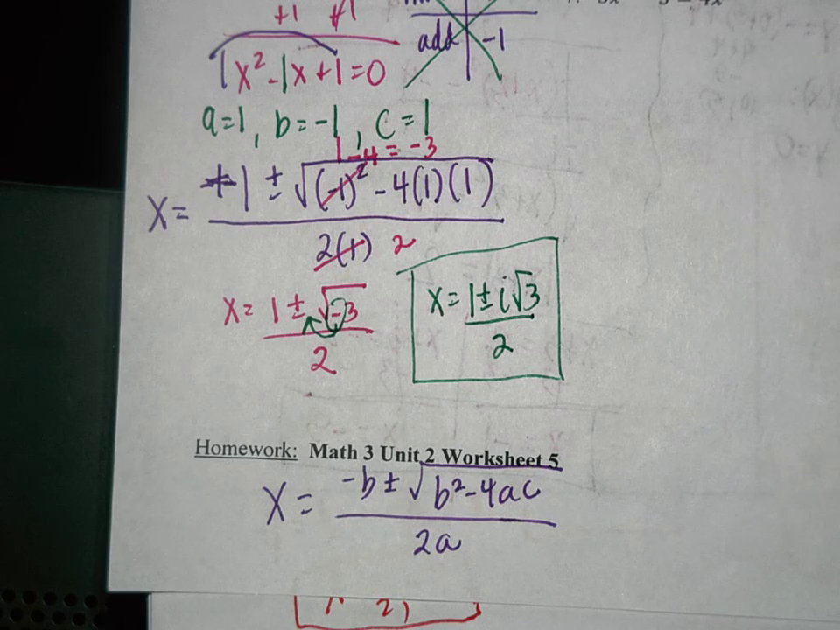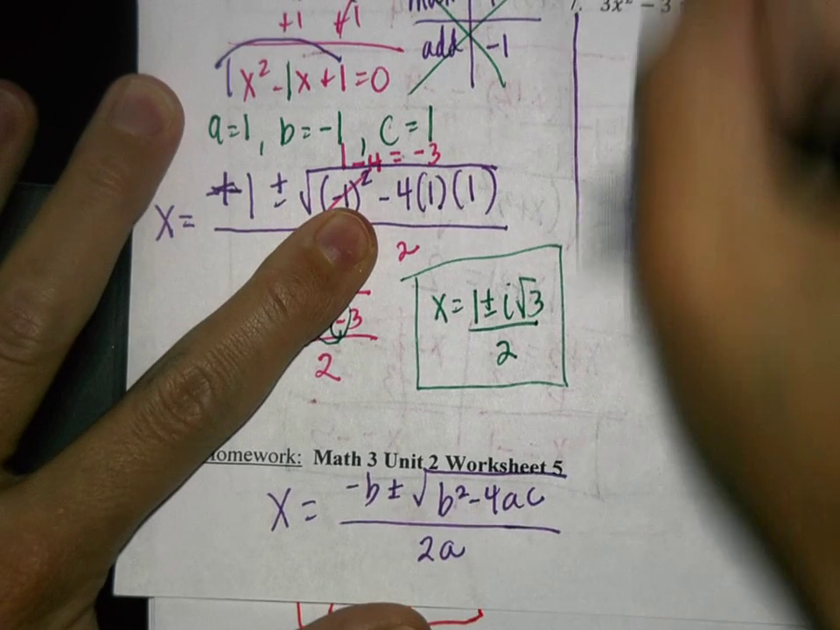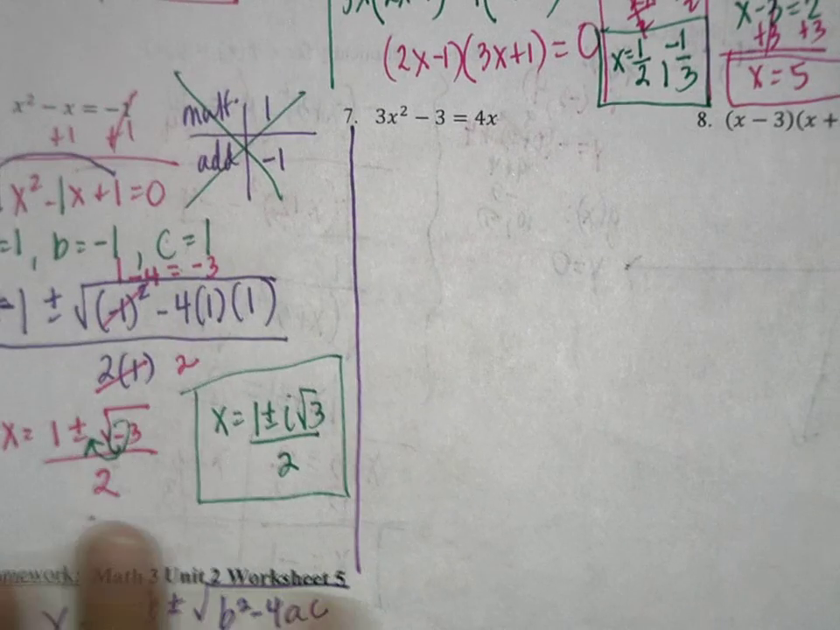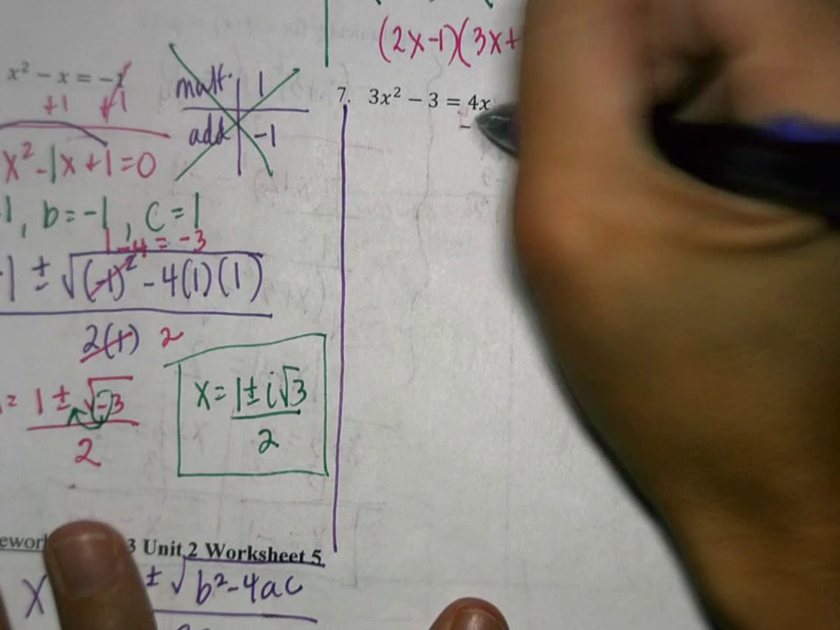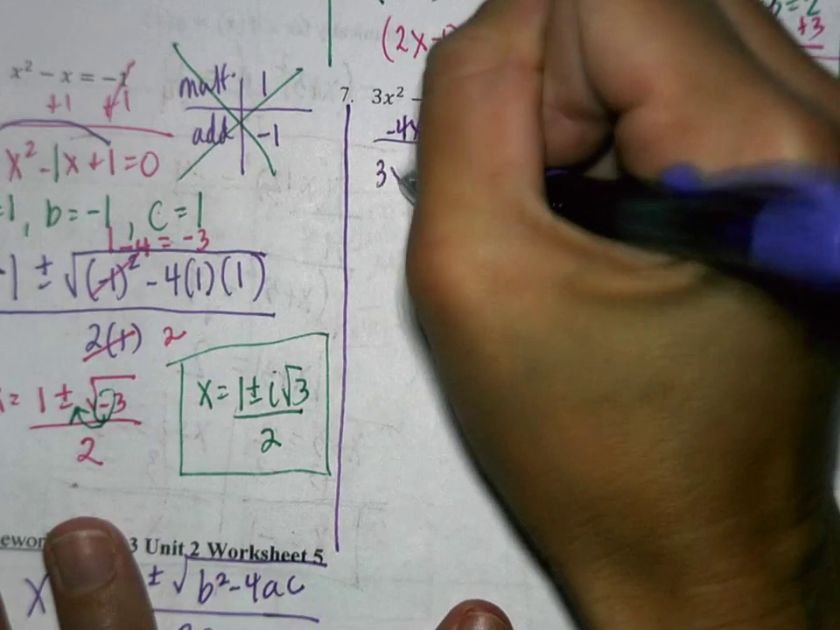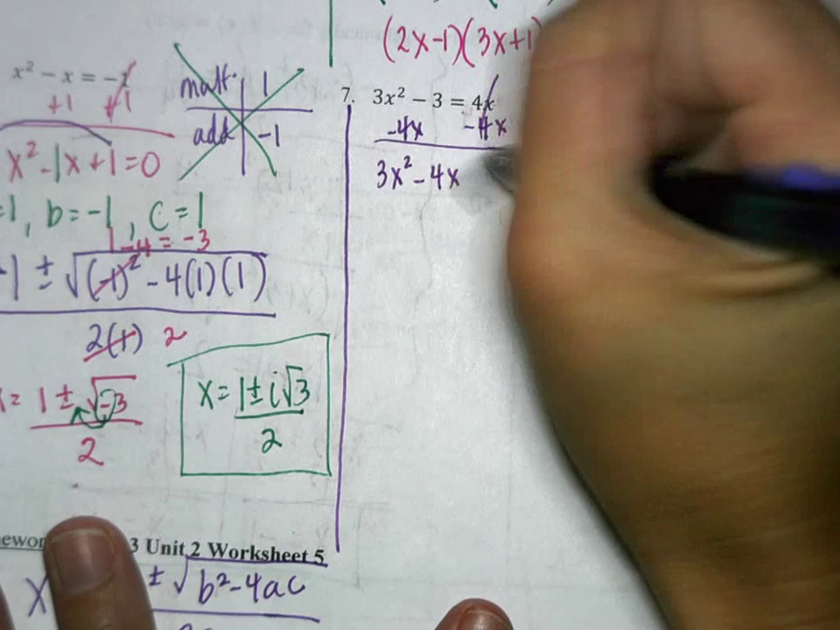I think so, but we'll go a little faster here, hopefully. Okay, number 7, what do I need to do first? Set it equal to 0, so I'm going to subtract 4x. Okay, so we have 3x squared minus 4x minus 3 equals 0.